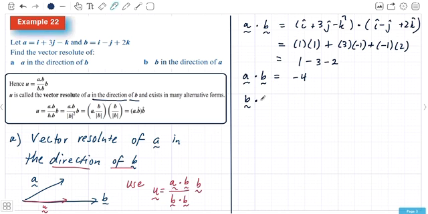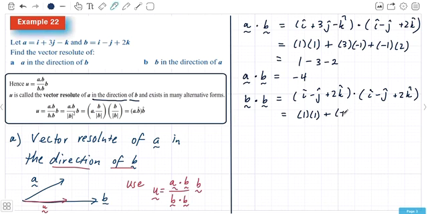B dot B is a similar thing. Again, you've got your B and it's repeated. You could also use that alternate formula, which is the magnitude of B squared. You can find your magnitude and then square that, and you'll end up in the same place. So here we've got 1 times 1, plus -1 times -1, plus 2 times 2. They're the coefficients of i, j and k multiplied together. You've got 1 plus 1 plus 4, which equals 6.